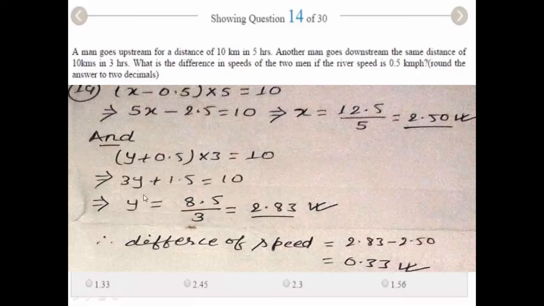For 3 hours, means 3y plus 1.5 equals 10. Resolving this equation we got the result y as 2.83. The difference of speed is 2.83 minus 2.50 equals 0.33. Okay.